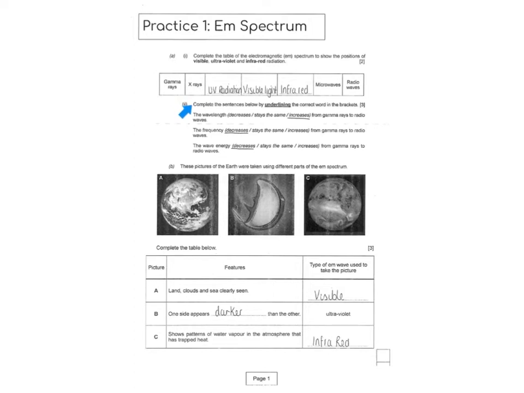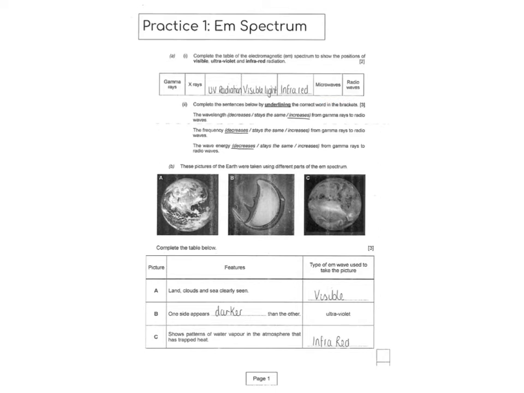Complete the sentences below by underlining the correct word within the brackets. The wavelength increases from gamma rays to radio waves. The frequency then decreases because the wavelength gets bigger. The frequency is going to decrease from gamma rays all the way down to radio waves. And the wave energy decreases from gamma rays to radio waves.